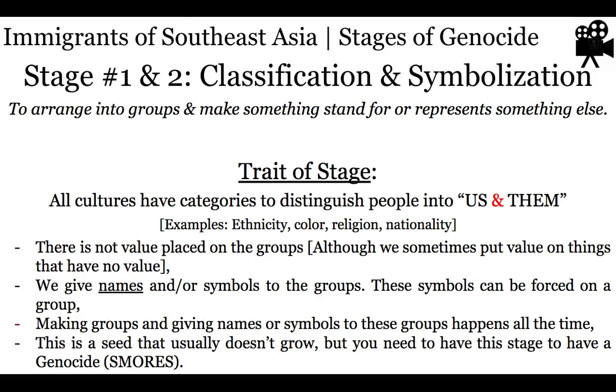You know, when you say a group's name, you have your own value that you've put on it, but really it's just separate groups. So we give names to these groups or symbols to these groups. A cross for Christians or a Star of David for Jews are examples. Now sometimes symbols, which are also names, names are also symbols, can be forced on a group. It could be a derogatory term, a dehumanizing term, etc.